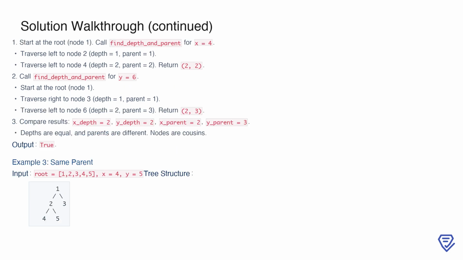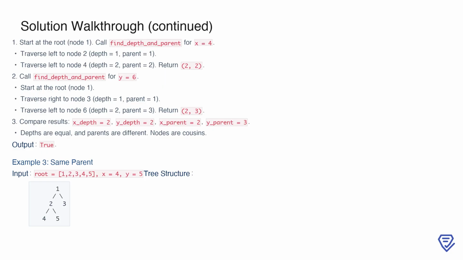Now let's consider another example where the tree is 1, 2, 3, 4, 5, 6, 7, and the target nodes are x equals 4 and y equals 6. In this tree, node 1 is the root, with 2 and 3 as its children. Nodes 4 and 5 are children of node 2, while nodes 6 and 7 are children of node 3.